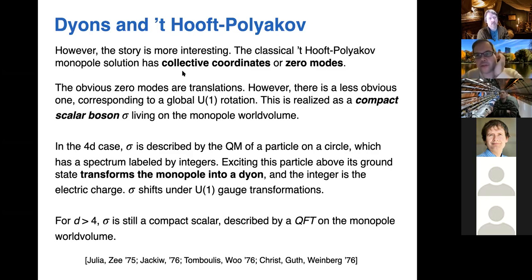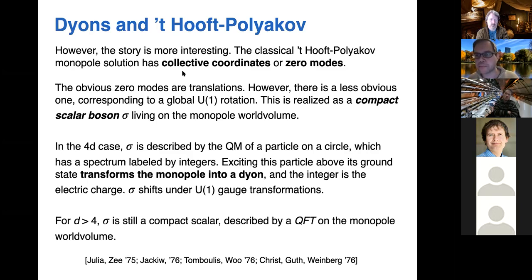And what these transformations do is they produce a scalar boson, which is a periodic scalar that lives on the monopole world volume. And in the 4D case, the monopole is just a point-like particle. Its world volume is just a one-dimensional world line. So it's a theory of quantum mechanics, the quantum mechanics of a particle whose coordinate just lives on a circle. And that's a familiar quantum mechanical system. It has eigenstates that are labeled by integers, which are basically how many units of momentum that particle has around its circle. And it turns out those integers correspond to electric charges that the monopole can acquire. So if you excite this mode, what was purely a magnetically charged object becomes a dion that has both magnetic charge and electric charge.